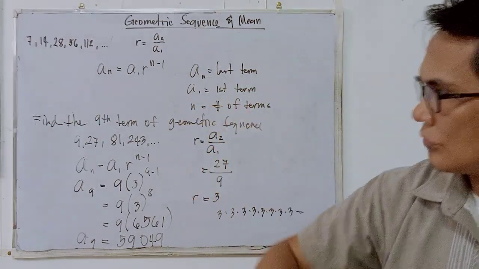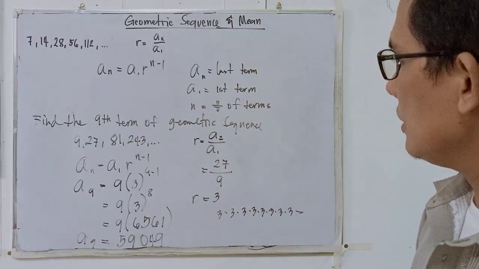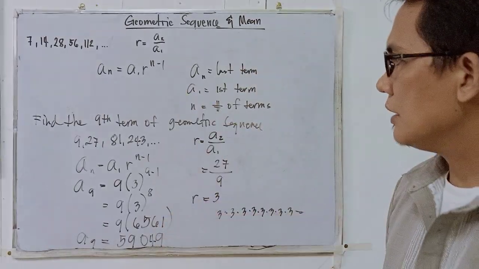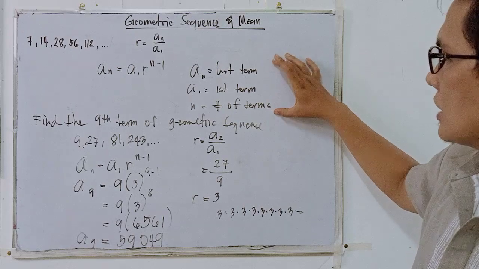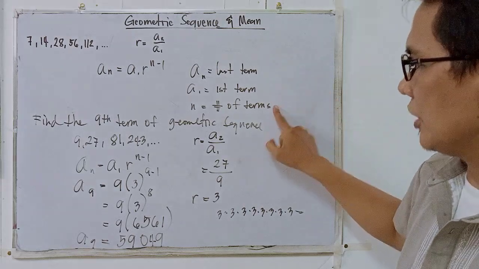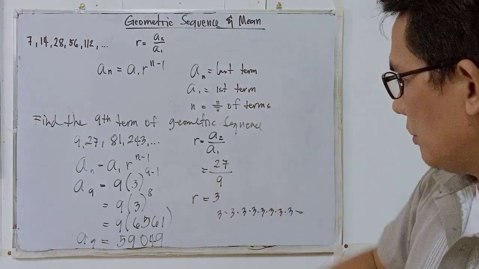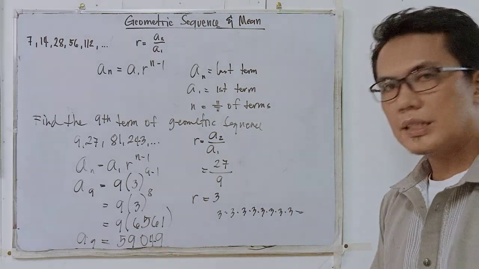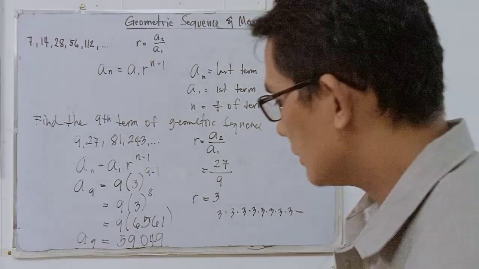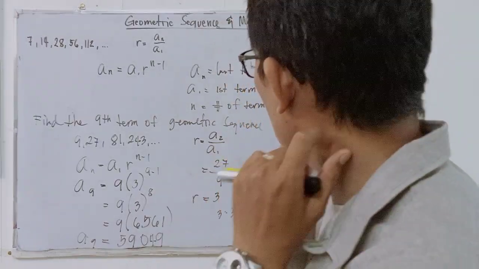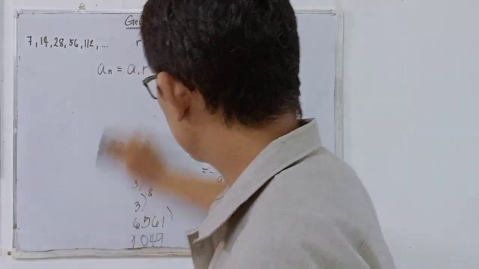And this is our a sub 9, and that is the ninth term of our sequence. So that is very easy. All you have to do is just use the formula, then identify our last term, first term, and the number of terms provided. Then you will have your missing or the unknown quantity that is being solved. Okay. Let us now proceed to our next problem.